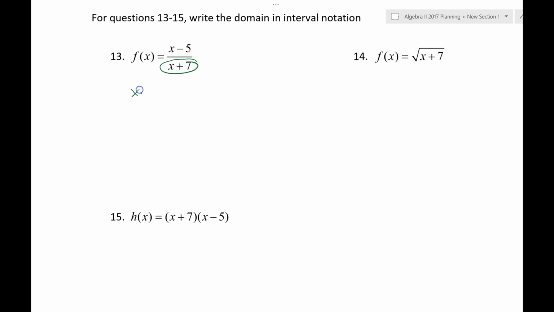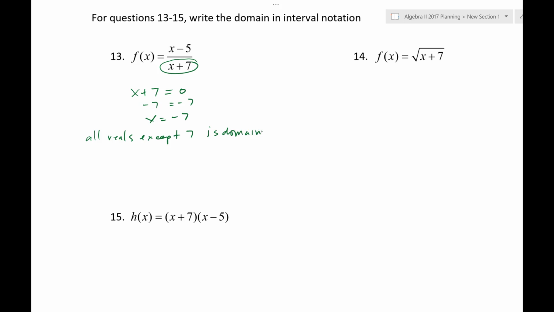If I set the denominator equal to 0, x plus 7 equals 0, and if we go ahead and just solve that quickly, you get x equals negative 7. So conceptually what's going on here is all real numbers, all reals except negative 7, will be the domain.